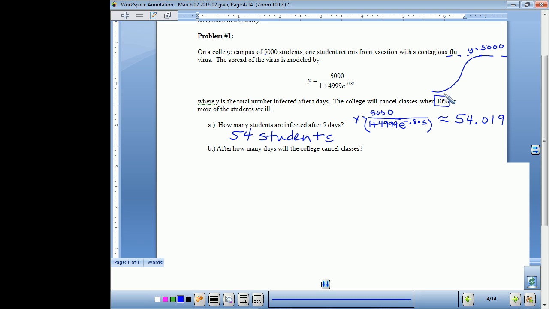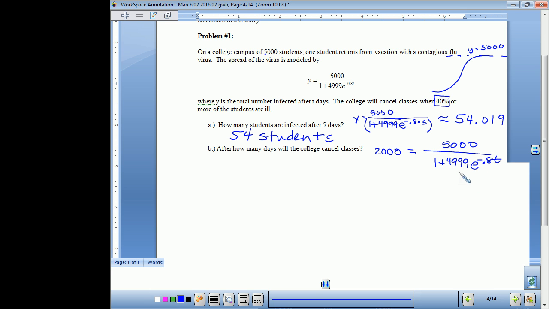So if we'll cancel classes at 40%, what is 40% of 5,000? 2,000. So when this equals 2,000, classes will be canceled. Okay, well, we know how to solve for an exponent. The only problem is this exponent is currently living in a denominator.